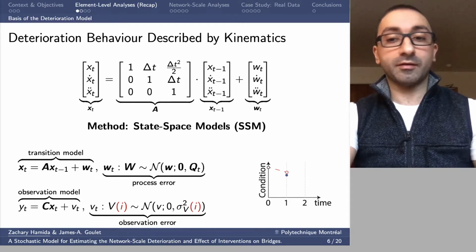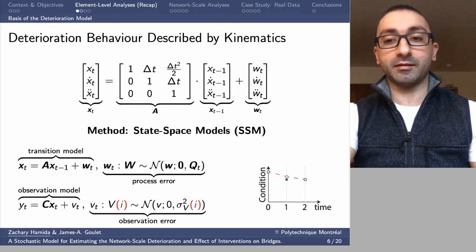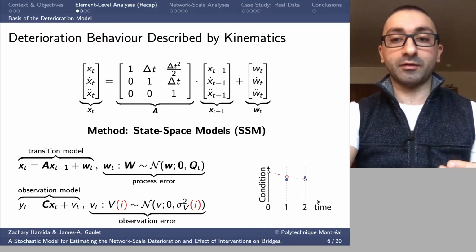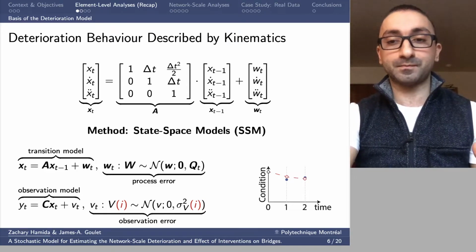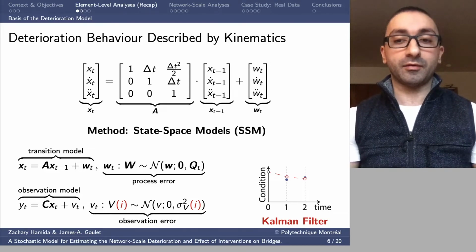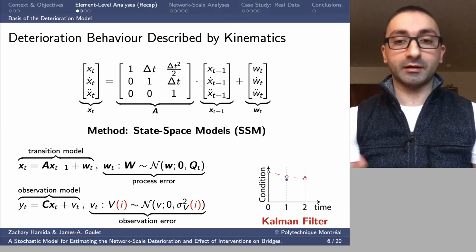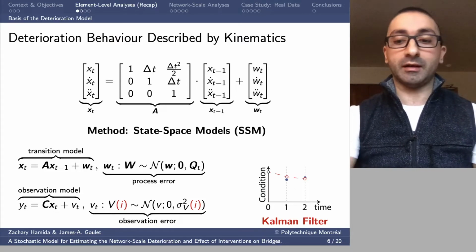And we carry on the same way. We use the transition model to get the next estimate. And then if there's an observation, we use the observation model to update the model estimate with this observation. And this is done mainly through the Kalman filtering approach. However, there are other characteristics, other modifications that relate to this.